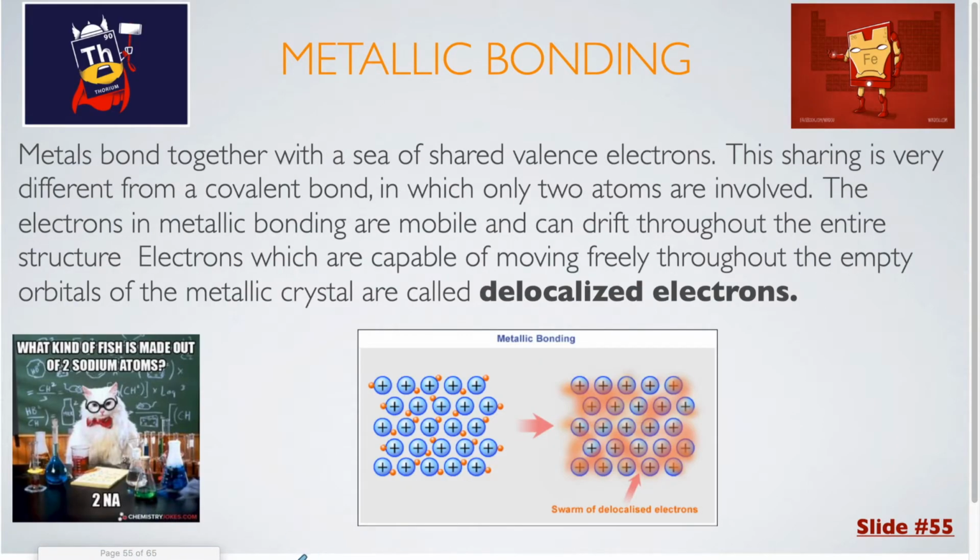Metals bond together with a sea of shared electrons. This sharing is very different from a covalent bond, in which only two atoms are involved. The electrons in metallic bonding are mobile and can drift through the entire structure. Electrons which are capable of moving freely through an empty orbital of the metallic crystal structure are called delocalized electrons, and we can see an example of that in the picture right here. The electrons that might have originally been part of this metallic ion right here can freely pass through the entire structure. So this is a different type of sharing compared to covalent bonds, where electrons are shared between just two specific atoms.